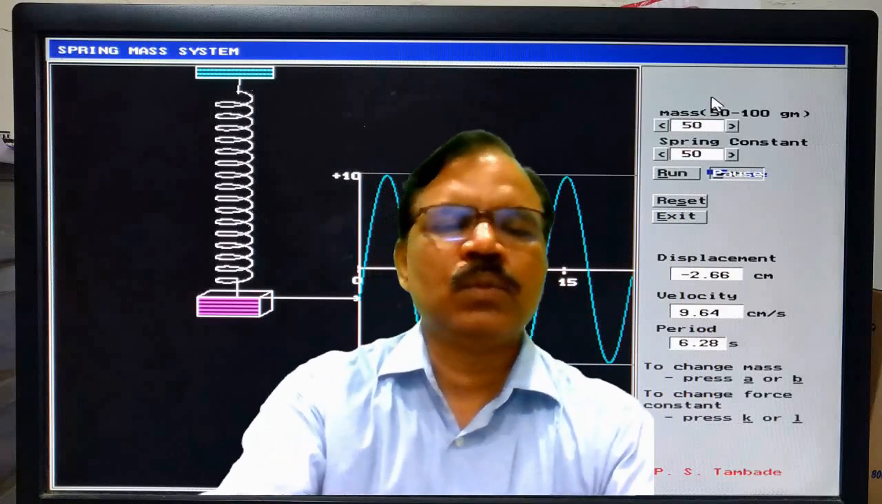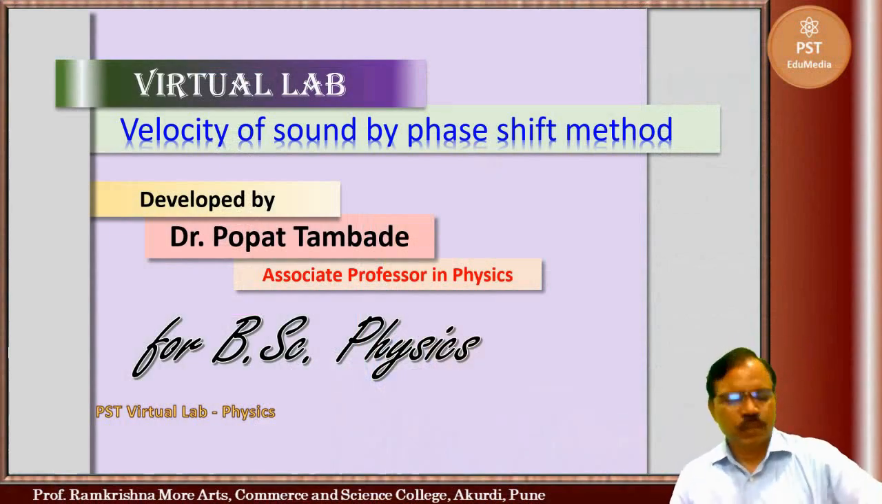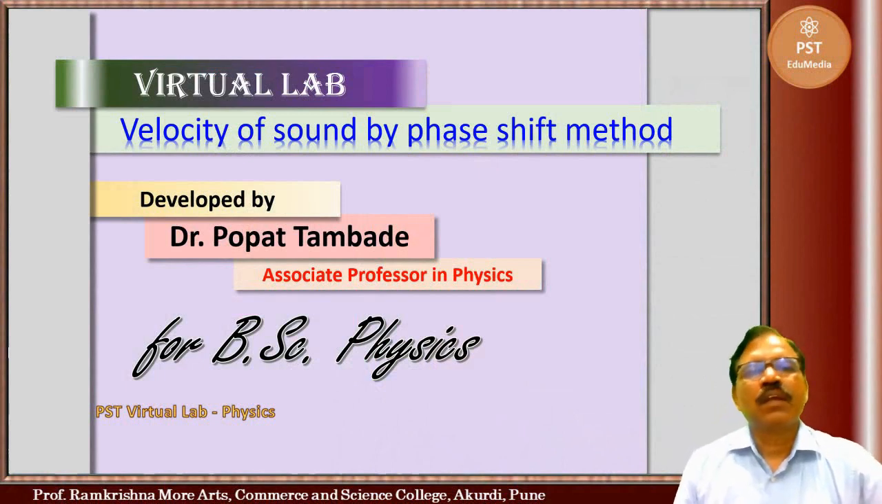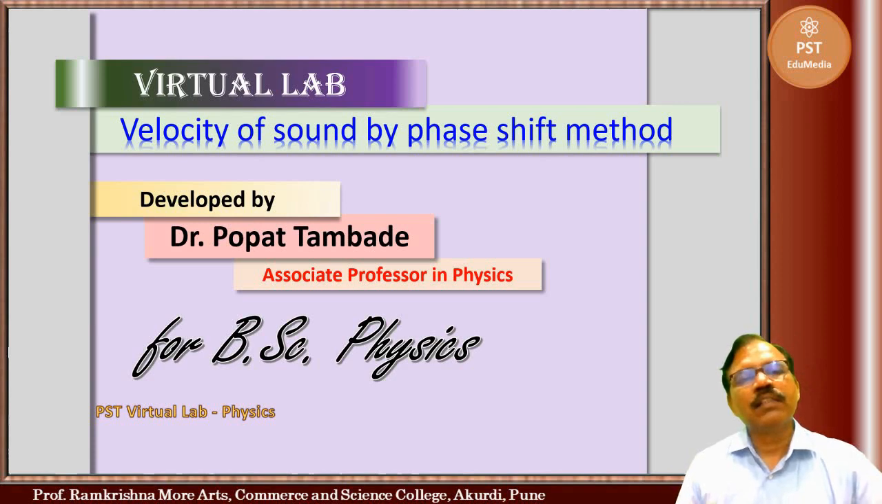So let us go to that experiment. So here it is virtual lab, velocity of sound by phase shift method, and this is developed for BSc Physics and SY BSc Physics of Savitribai Phule Pune University. Now there are online practical examinations. Students have to perform online experiments. So this virtual lab will be useful for those students.